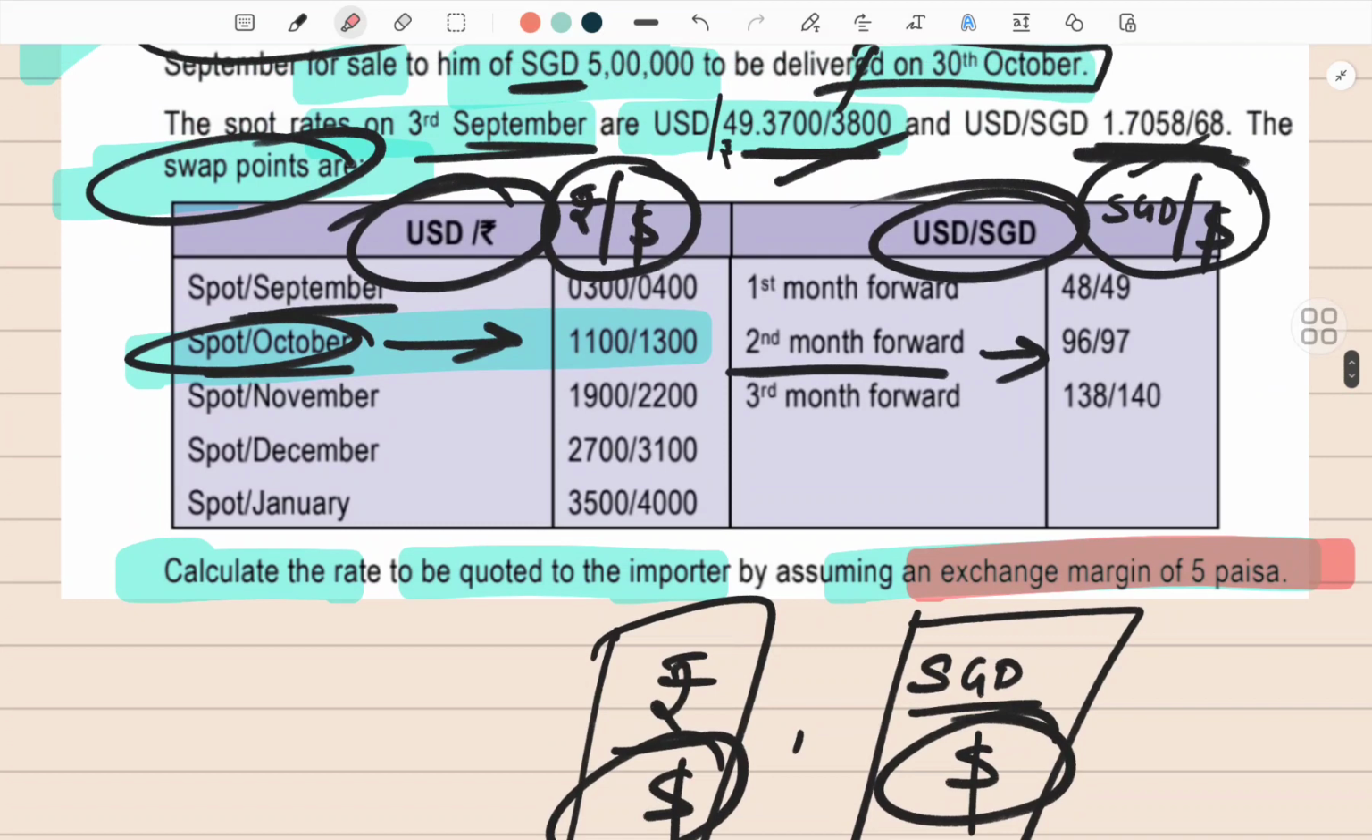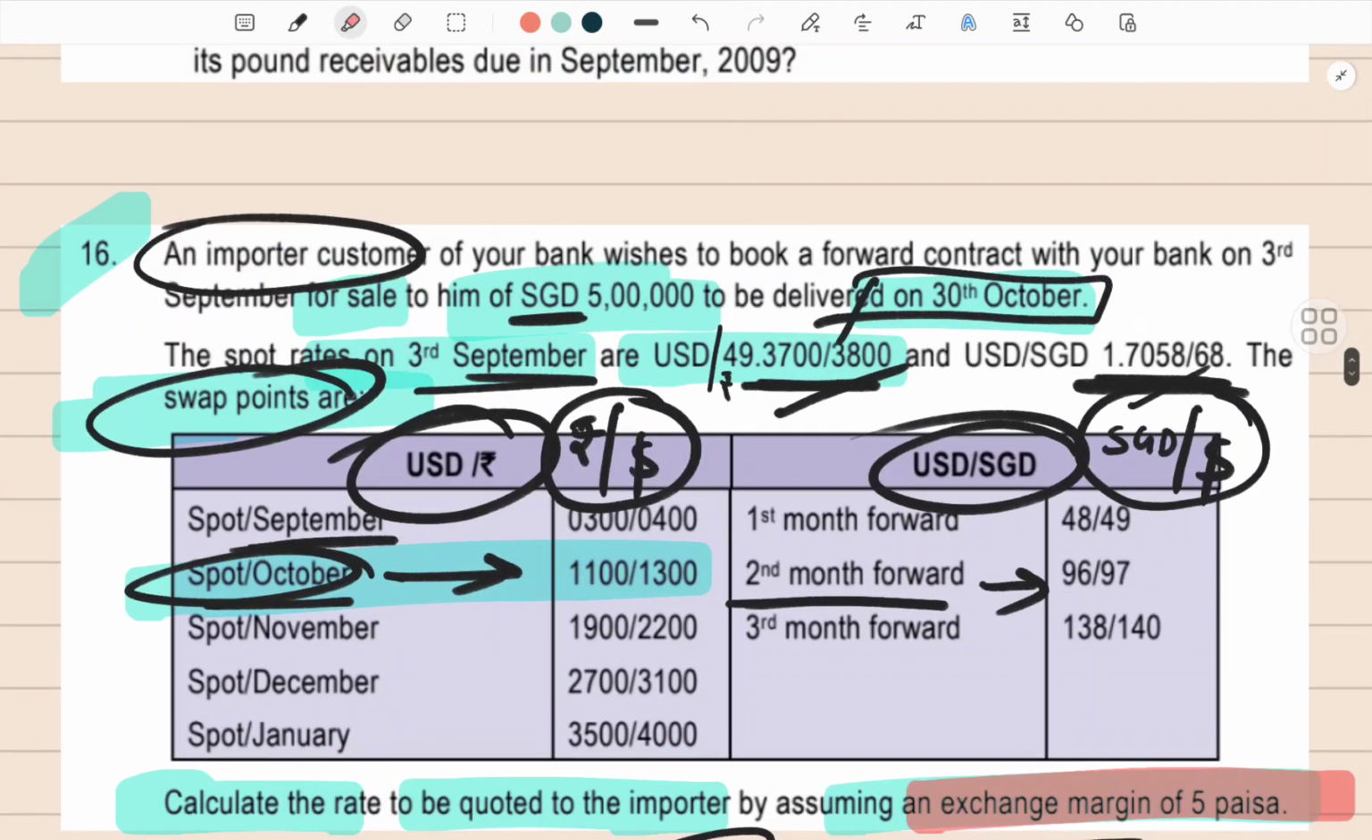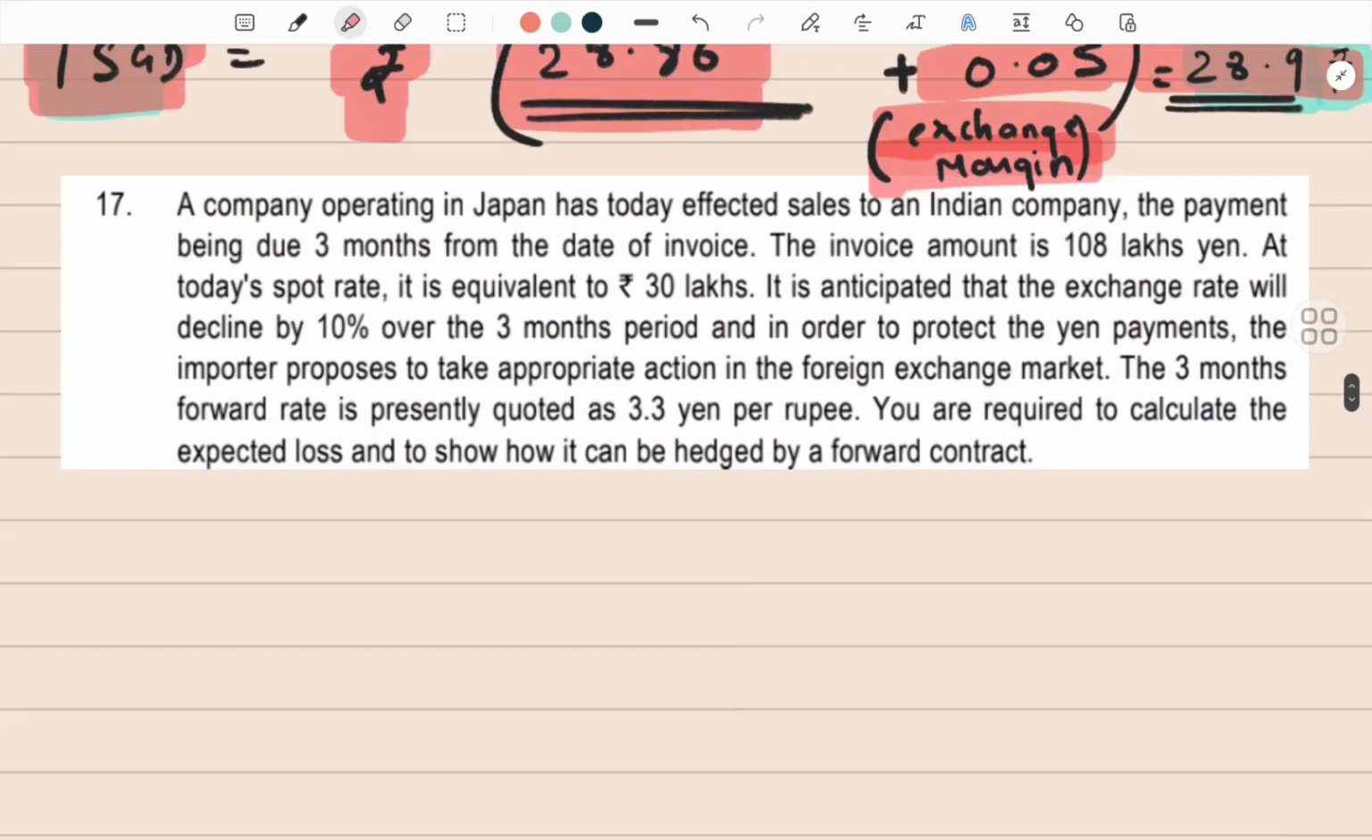At this particular rate, the bank will sell STD 5 lakh to the importer, and then the importer will further pay for the consignment. But that is the rate, 28.9.